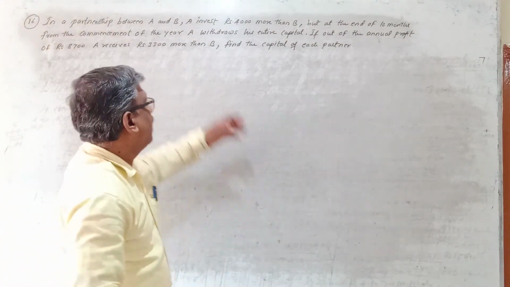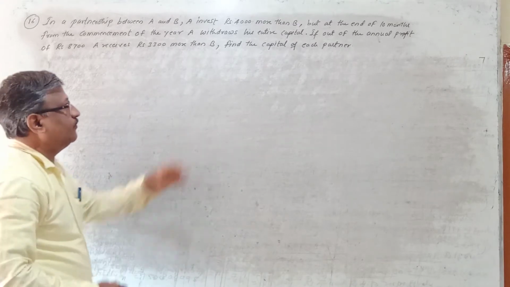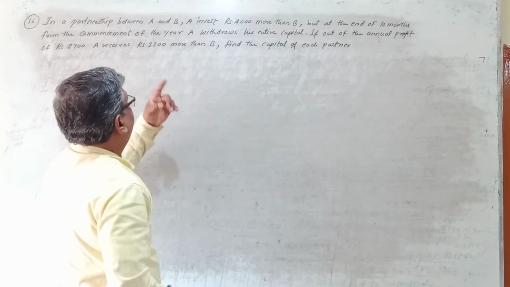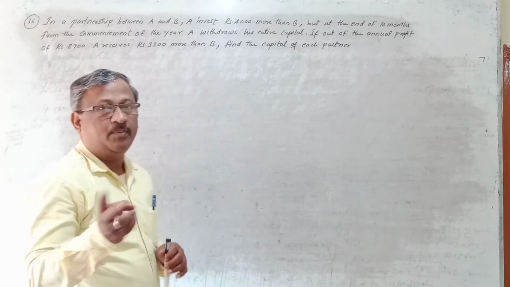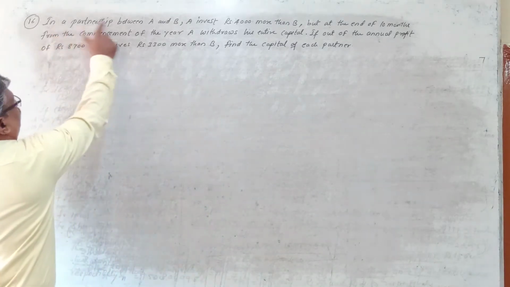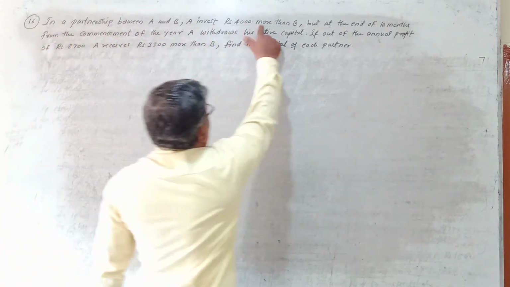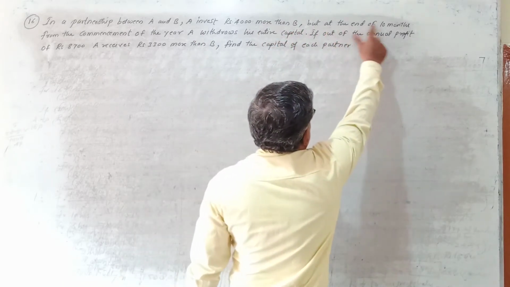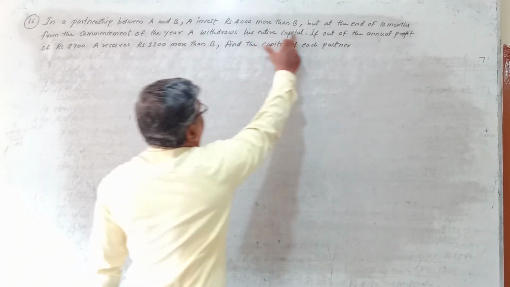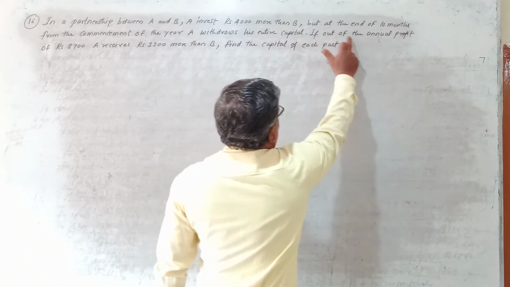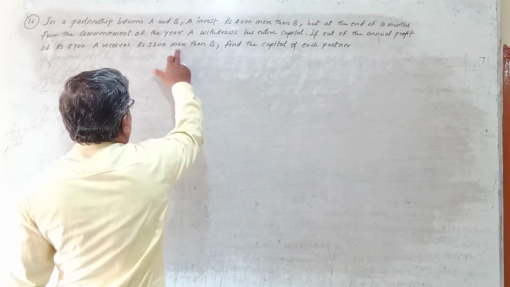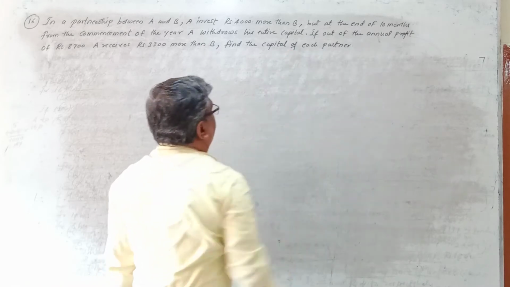Understood? So here I have taken the next problem on partnership, which is similar to the previous problem. Only the change is that in the previous sum they had given the time of both the partners, but here it is silent. In a partnership between A and B, A invests rupees 4,000 more than B, but at the end of 10 months from the commencement of the year, A withdraws his entire capital. If out of an annual profit of rupees 8,700, A receives rupees 3,300 more than B, the question is to find the capital of each partner.